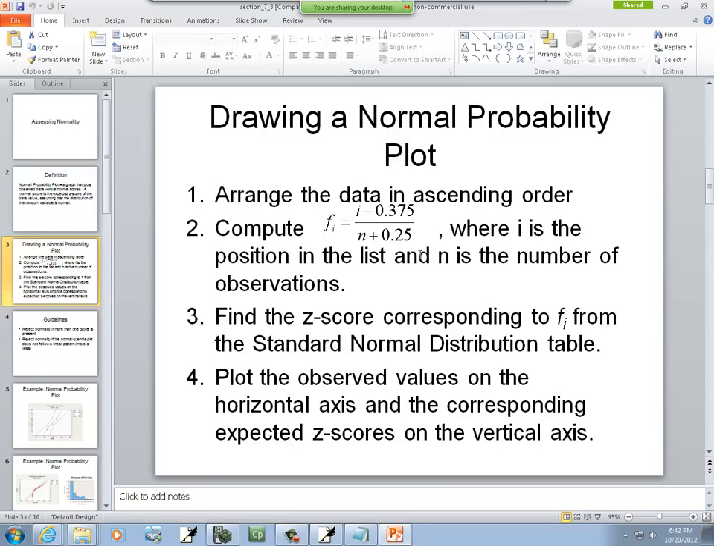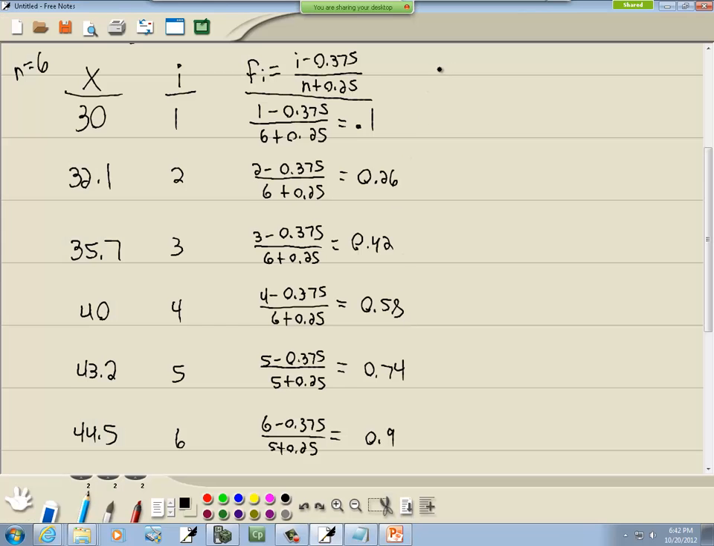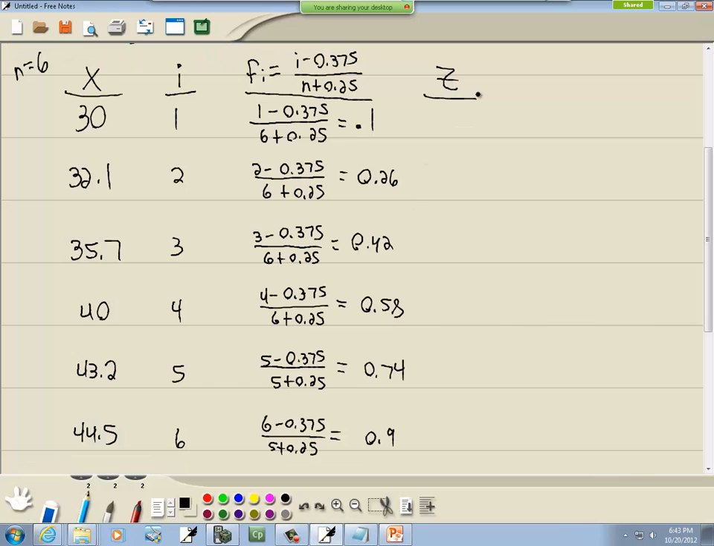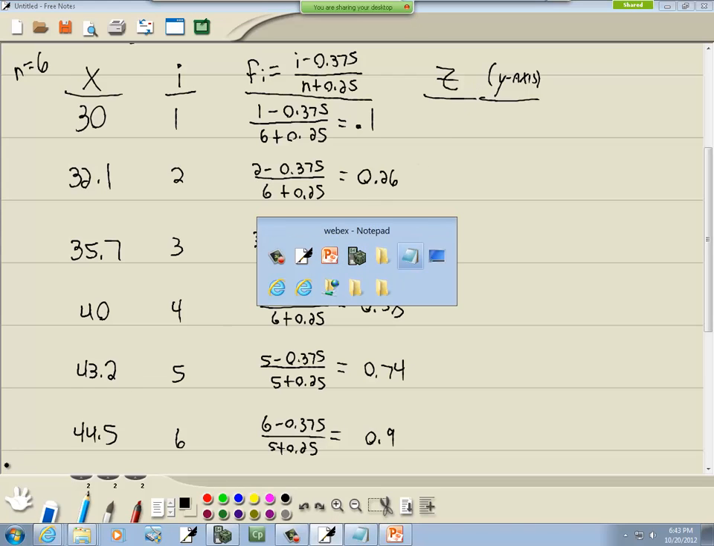And now it says find the z-score corresponding to f sub i from the standard normal distribution table. So here's our z-scores. You see it says expected z-scores on a vertical axis. So this is going to be our y-axis. We're going to put these on our x-axis, but we'll put those on our y-axis. So let's go look these up.